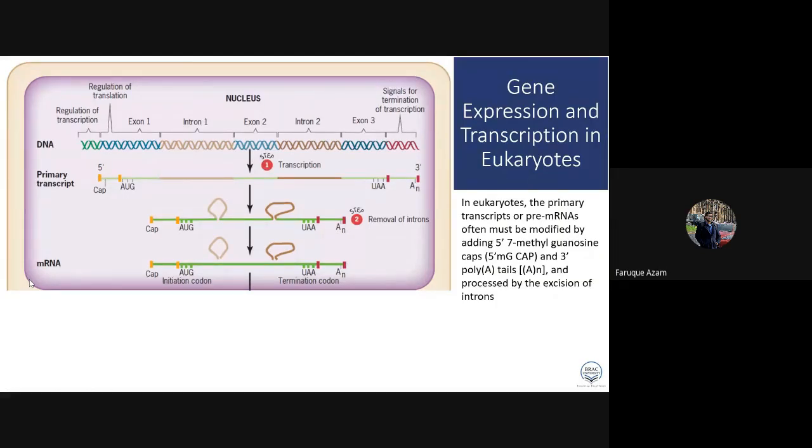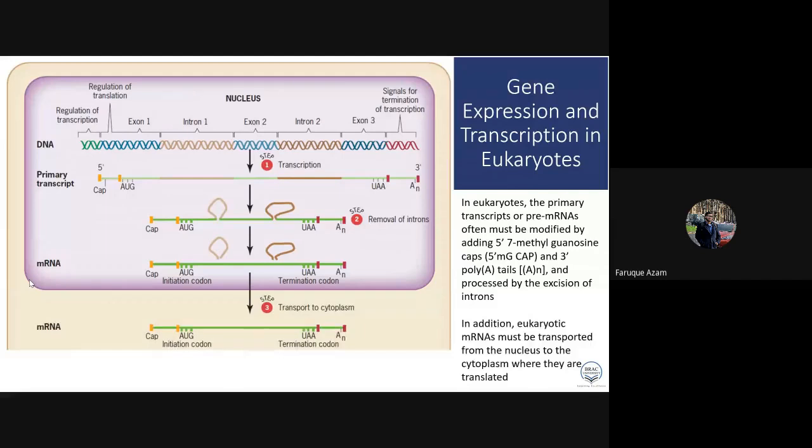This then travels outside of the nucleus and enters the cytoplasm. In the cytoplasm, it is translated. So that's how one gene is expressed in eukaryotes.